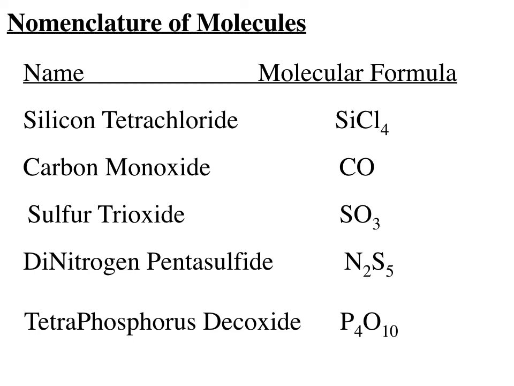Now what I want you to notice in that regard is we don't use a syllable of mono for the first element listed, only a syllable of mono for the second one listed. Above, for instance, that is not monosilicon tetrachloride. We call it silicon tetrachloride. And the second one is carbon with 1 oxygen, so I call it carbon monoxide.